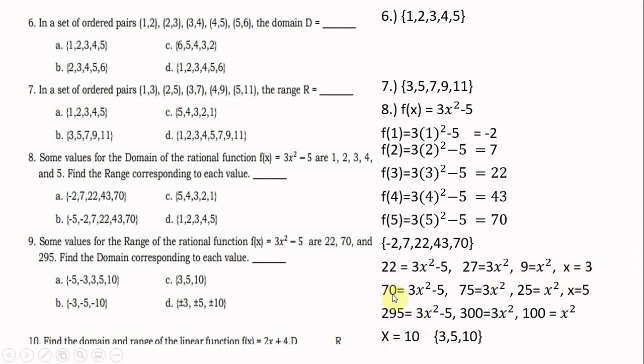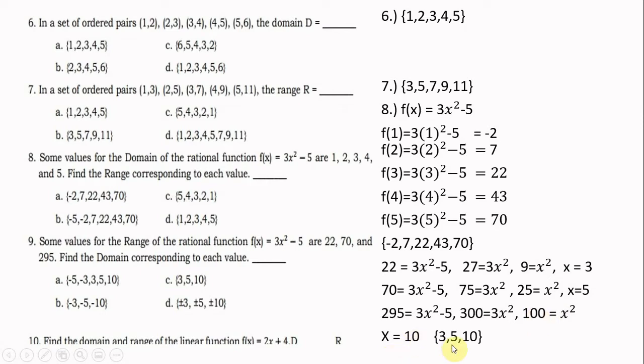Another is 70 equals 3x squared minus 5. Transpose 5 to the right, it becomes positive 5, and it becomes 75 equals 3x squared. Divided by 3, 75 divided by 3 is 25 equals x squared. Extract the square root by putting a radical sign. That becomes the square root of 25, that's 5. 295 equals 3x squared minus 5. Transpose, that will be 295 plus 5, that's 300. 300 divided by 3 is 100 equals x squared. So extract the square root of 100, the answer is 10.